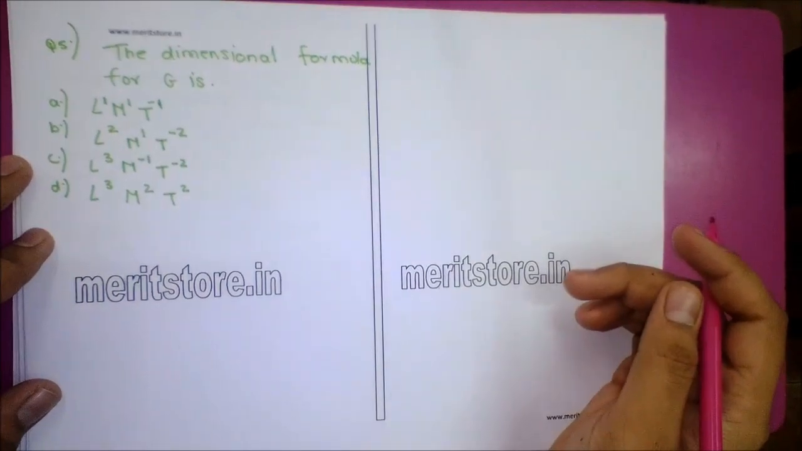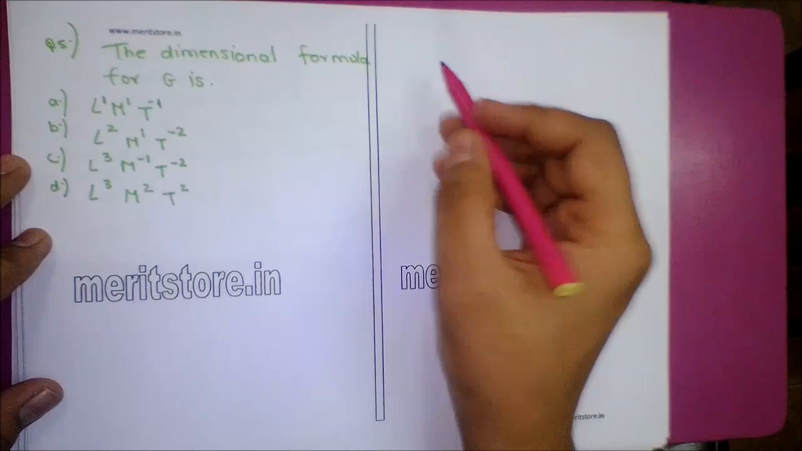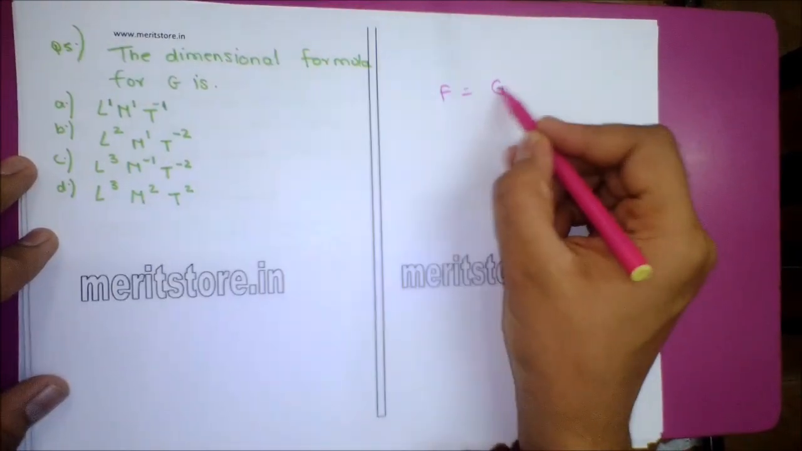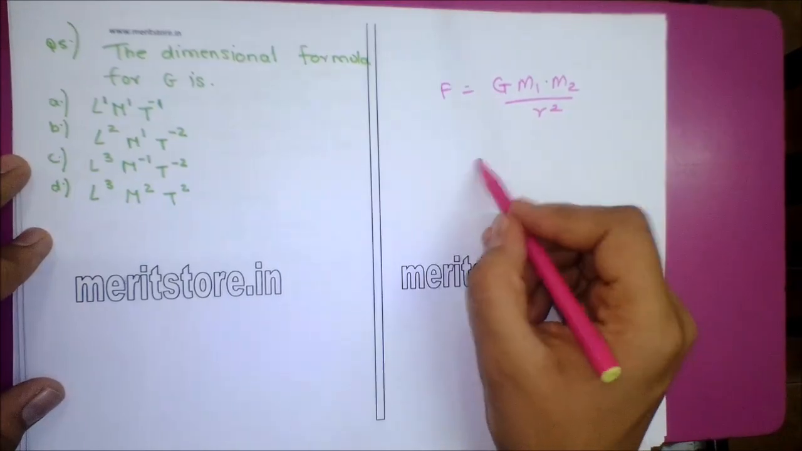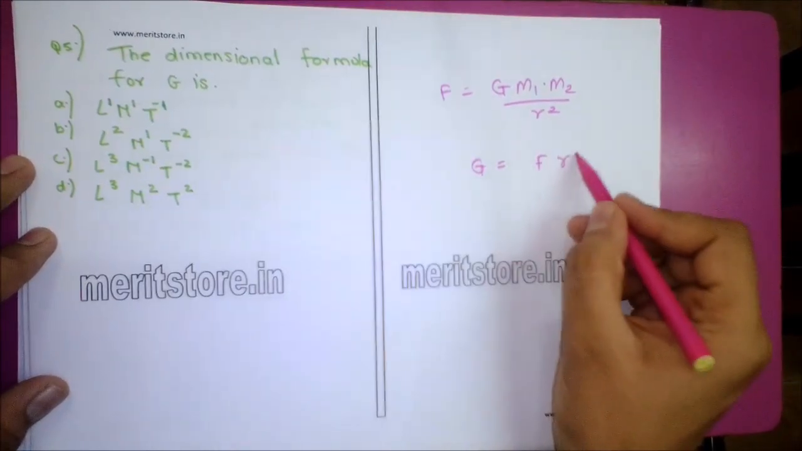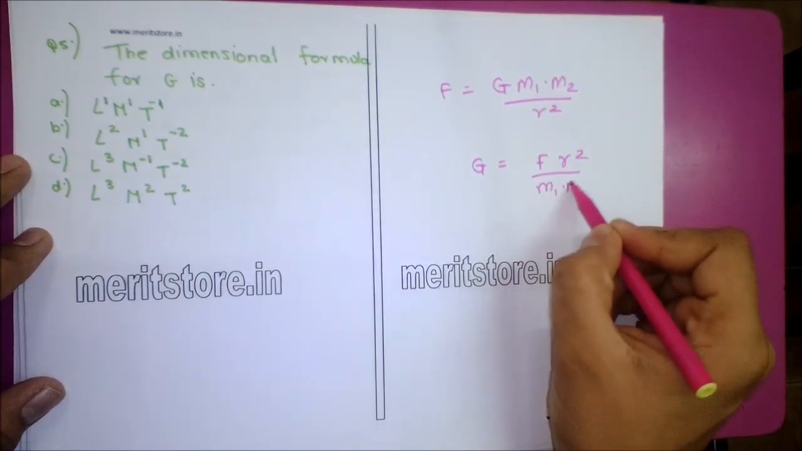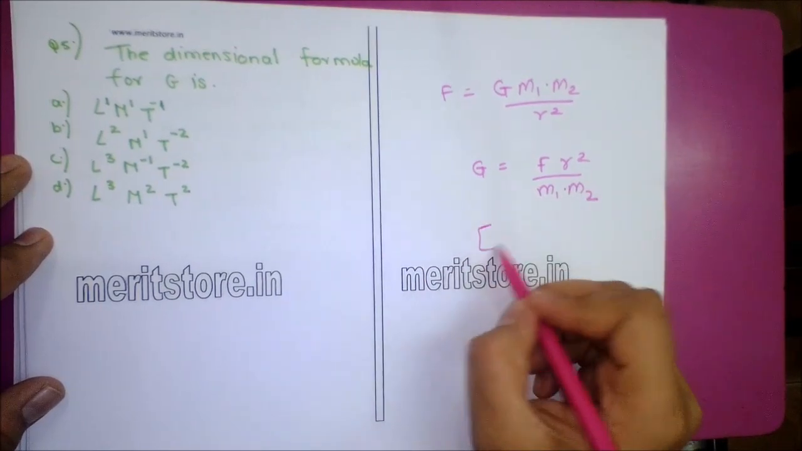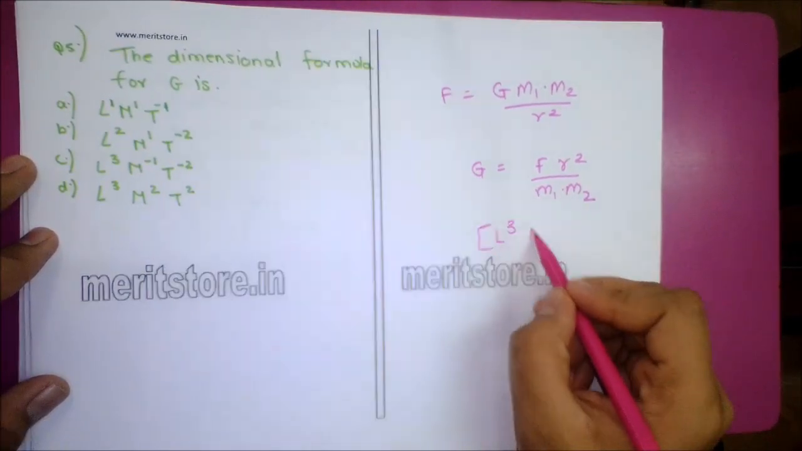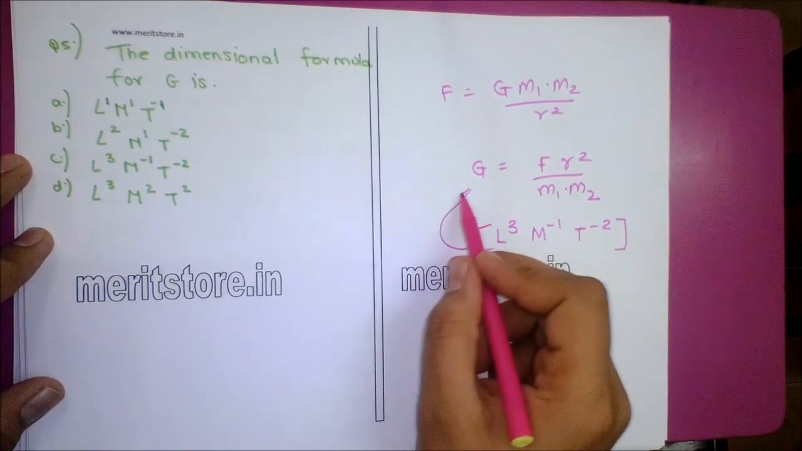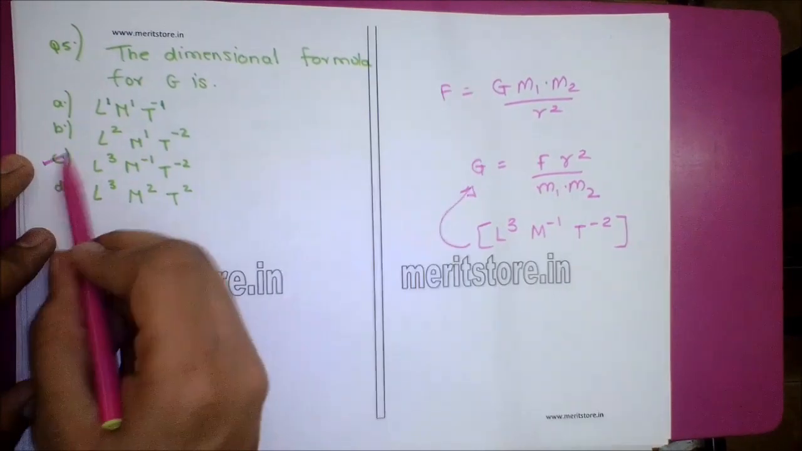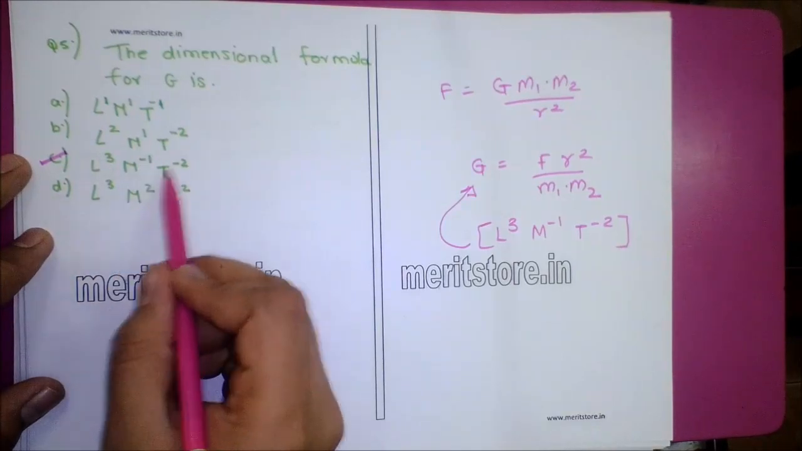Question 5. The dimensional formula for G is. We know that F is equal to G m1 into m2 upon r square. So G is F r square upon m1 m2. L raised to 3, m raised to minus 1, t raised to minus 2 are the dimensions for gravitational constant G. So option C, L raised to 3, m raised to minus 1, t raised to minus 2, is the correct answer.